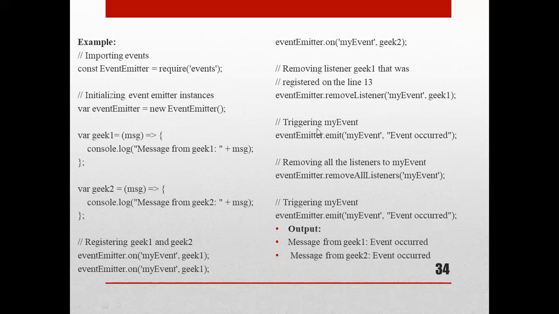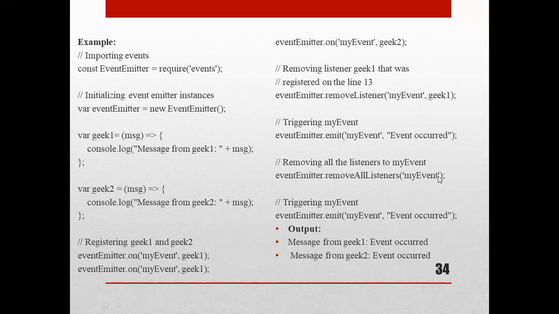Now we are going to trigger that event. How to trigger that event? eventEmitter.emit, inside the brackets the event name, that is myEvent, comma, event occurred. And next we are going to remove all the listeners from this event. Similarly, eventEmitter.removeAllListeners and give that event name.